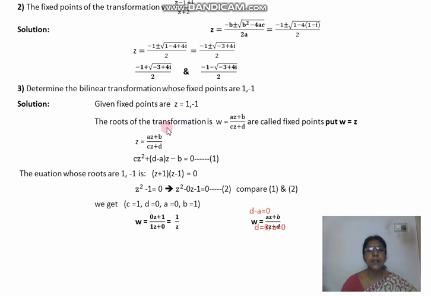For this transformation, for fixed points put W is equal to Z, cross multiply and you get this equation. These roots are the fixed points 1 and minus 1. This is the algebraic equation whose roots are 1 and minus 1. So both represent the same equation with roots 1 and minus 1. So compare the coefficients, and we get the ABCD values. Substitute in this equation, and we get the bilinear transformation, which is W is equal to 1 by Z.